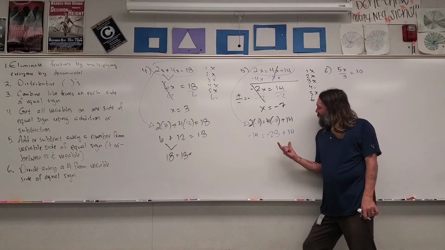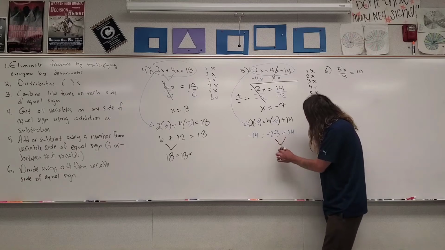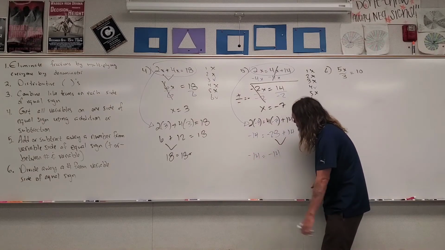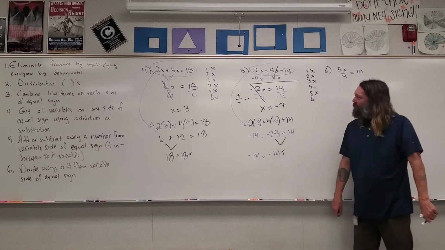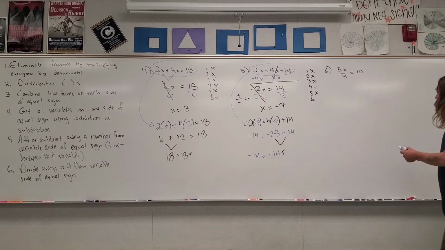Now I'm going to put together negative 28 and 14. I owe 28, I have 14. That means that I still owe 14. Alright, so that is true, and that means that I have a solution. So that's what I'm looking for on problem 5, and now on problem 6.